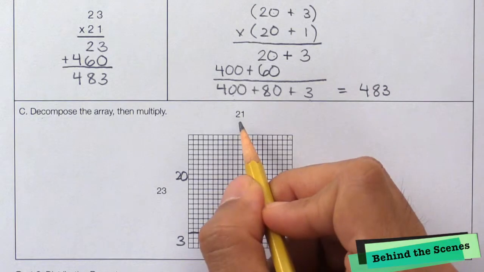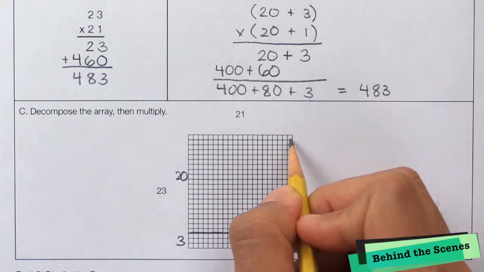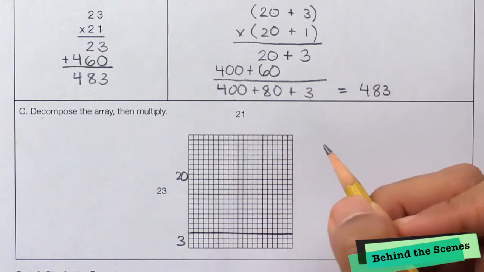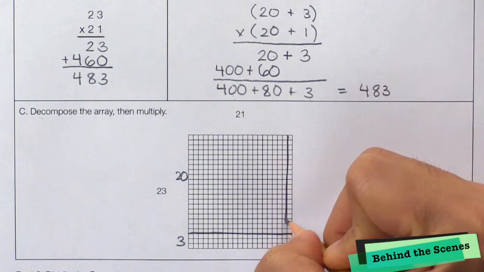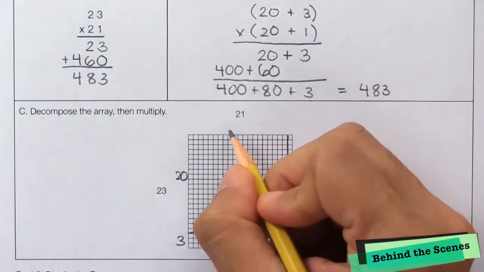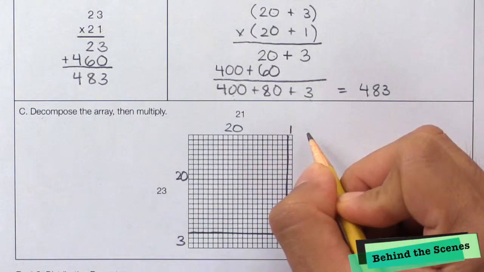Next, let's break up 21 into 20 plus 1. Here's 21, and we're going to break this apart into 20 plus 1. That last 1 is easy to count off, so I'll break it off here. And we have 20 plus 1. Now let's go step by step and multiply.